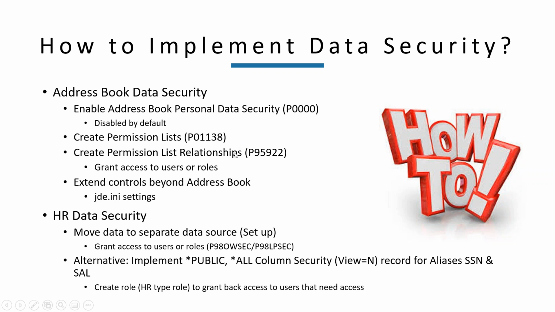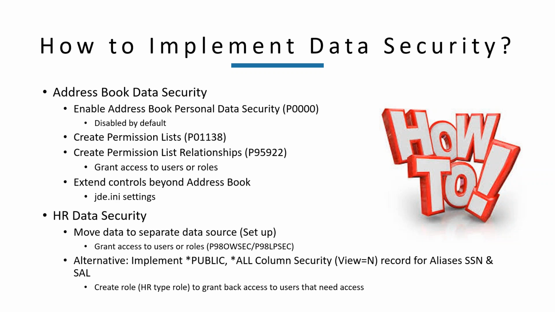After you've created the permissions list, you need to assign that permissions list. So again, if you're not doing it at Star Public, where it's for everyone, then it needs to be assigned to a user or a role. And then there's one other aspect we haven't mentioned yet, but I wanted to put in there, and we'll talk about specifics in a minute too: extend controls beyond your address book. When you are using a permissions list, it is only looking at the address book related tables that control those aliases or those types of data.